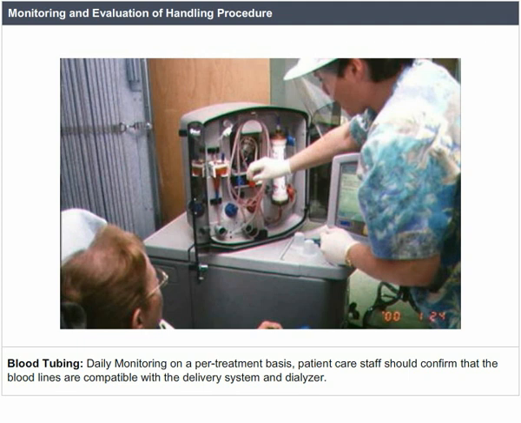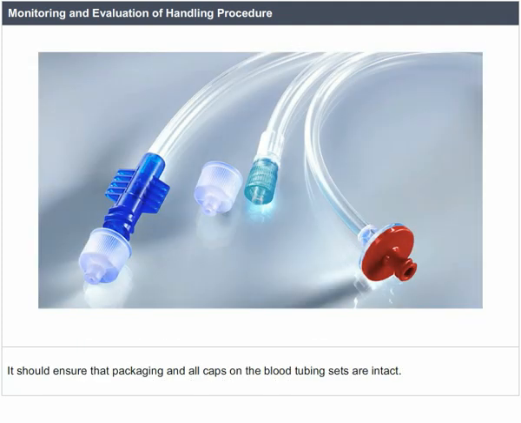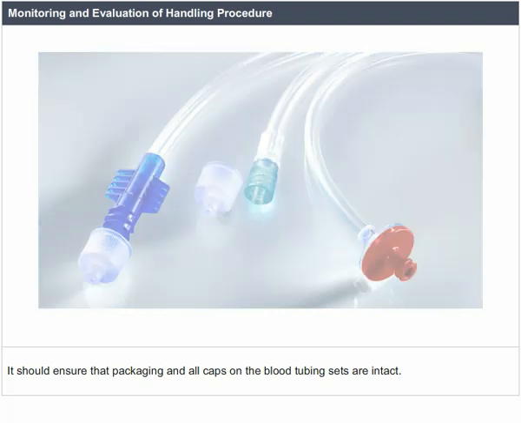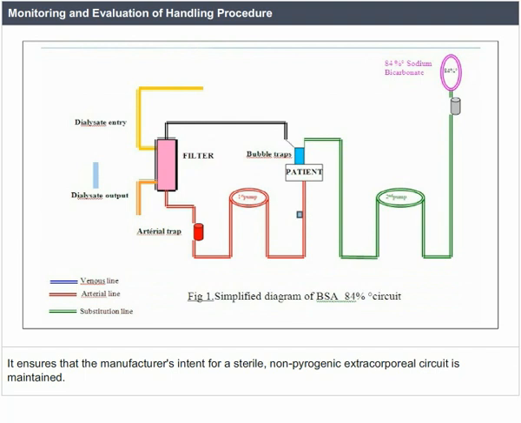Patient care staff should confirm that the blood lines are compatible with the delivery system and dialyzer. It should ensure that packaging and all caps on the blood tubing sets are intact. It ensures that the manufacturer's intent for a sterile, non-pyogenic, extracorporeal circuit is maintained.